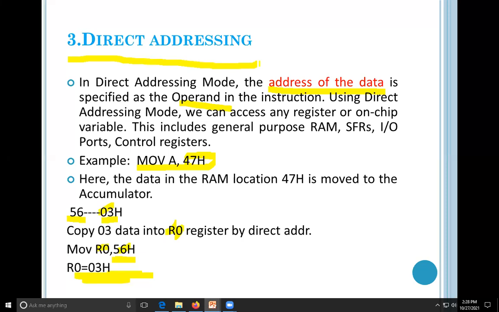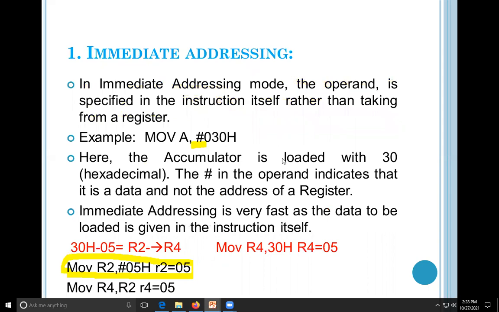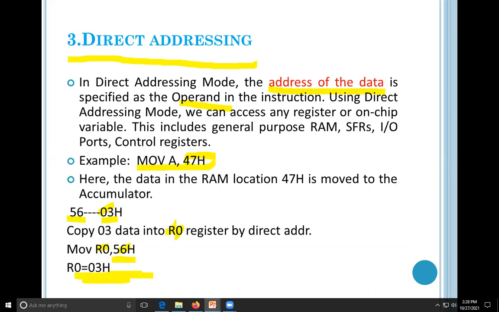Okay, understood. So what is the difference between direct and immediate? See, in immediate addressing mode, we have to use the hash. In immediate addressing mode, we have the same instruction MOV A, #30H. But in direct addressing mode, we only have to remove the hash.